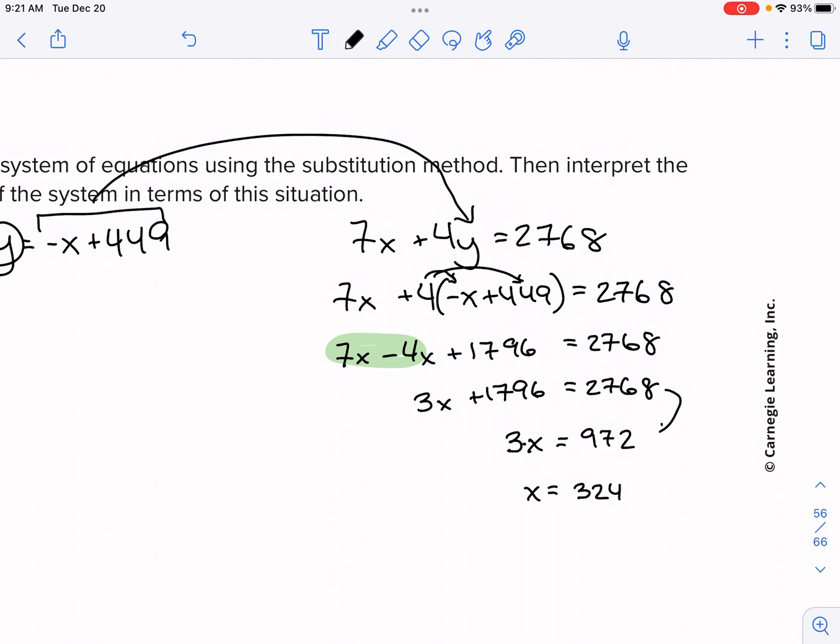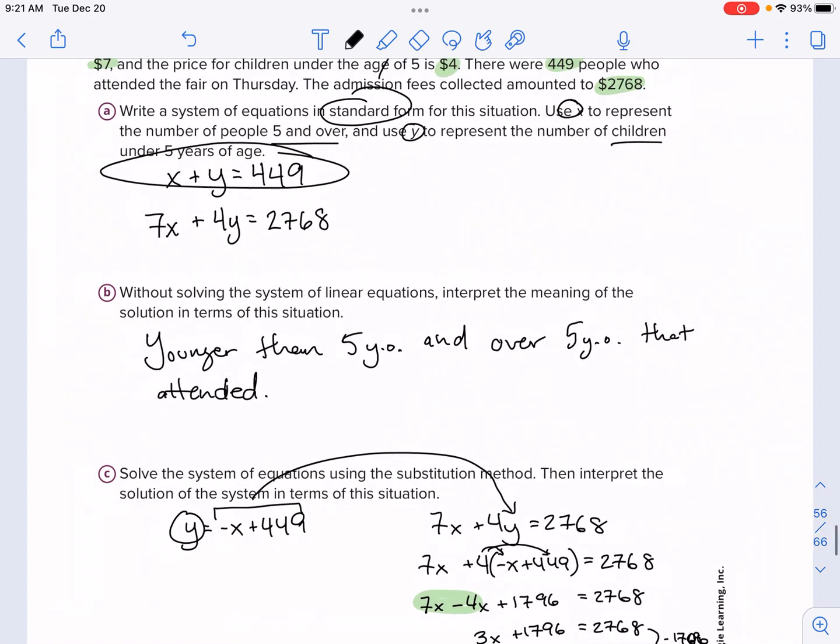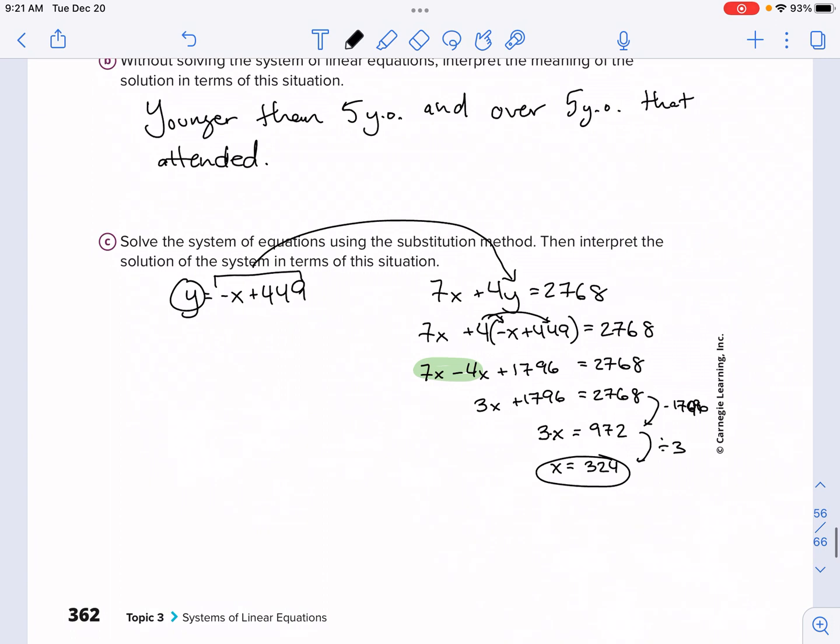So this is if we subtracted this 1,700 number. This is if we divided both sides by 3. So we have a value for x, good. So the value for x, this is people that are 5 and over. And now we've got to find the value for y. So we're going to substitute this back into the solved equation for x.